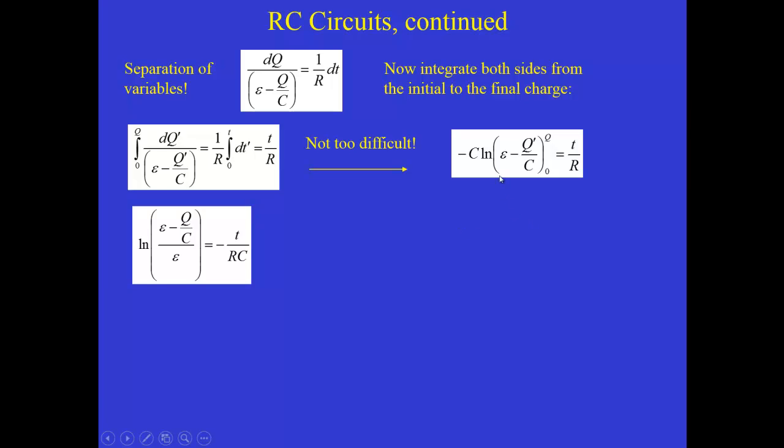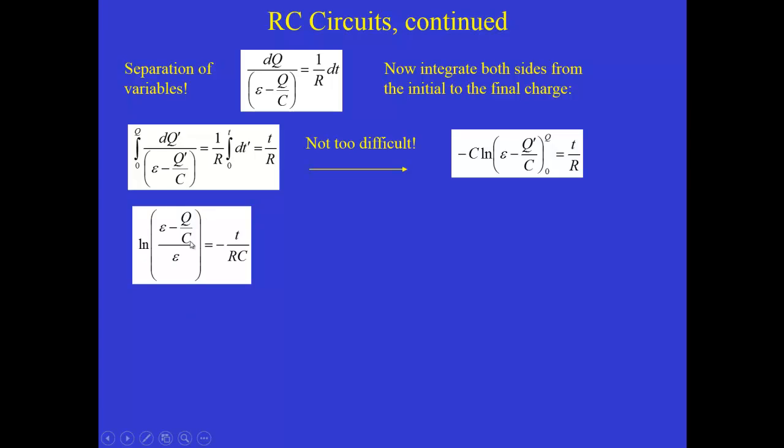So when we do that, first of all, I can divide both sides by minus c, and that will give me on the right-hand side negative t over rc. And then the left-hand side is just the difference of those two logs, and when you have log a minus log b, you can make that the log of a over b. So I've already skipped a step and simplified this a little bit.